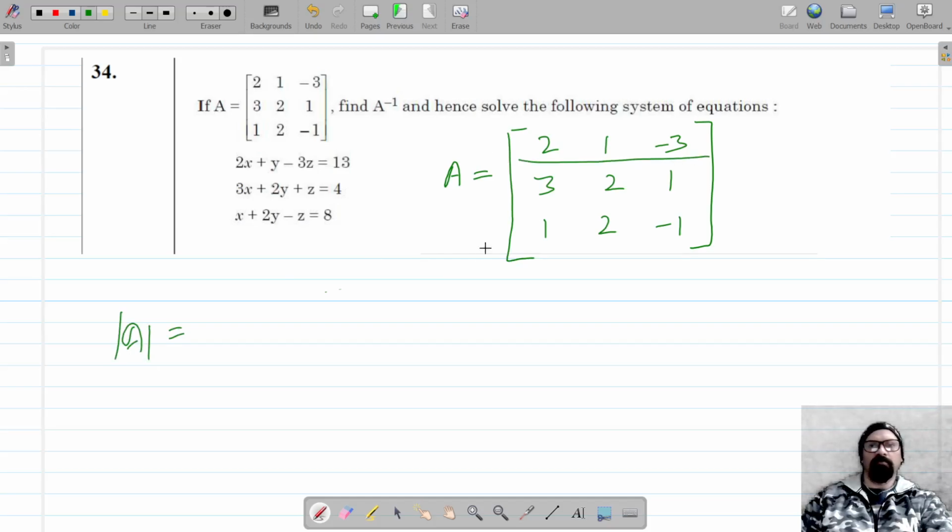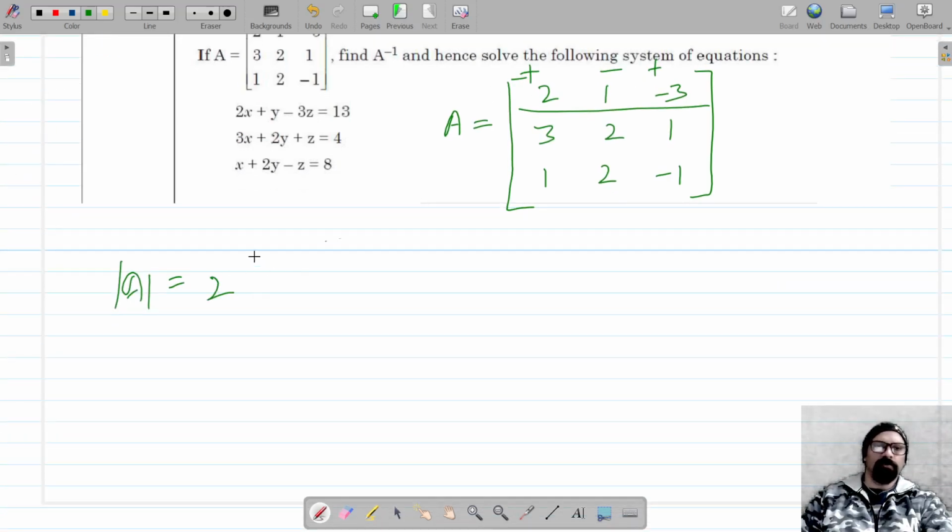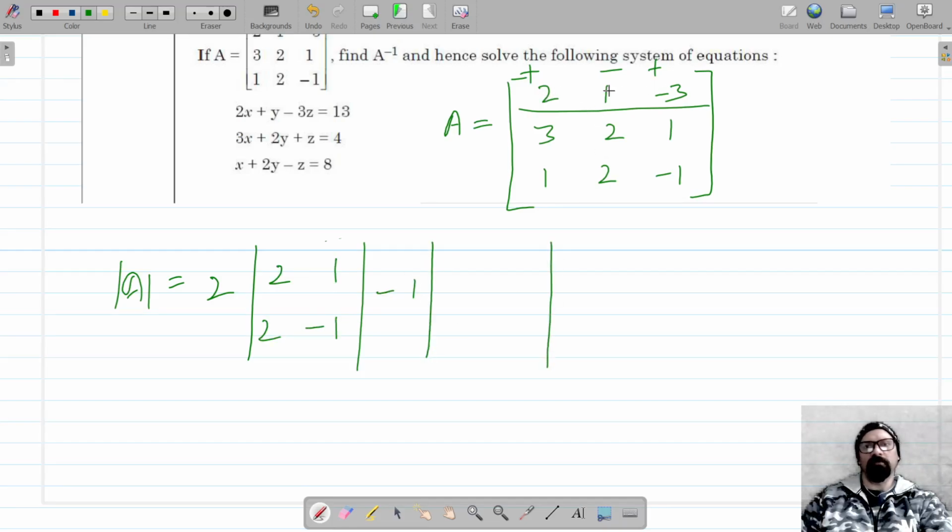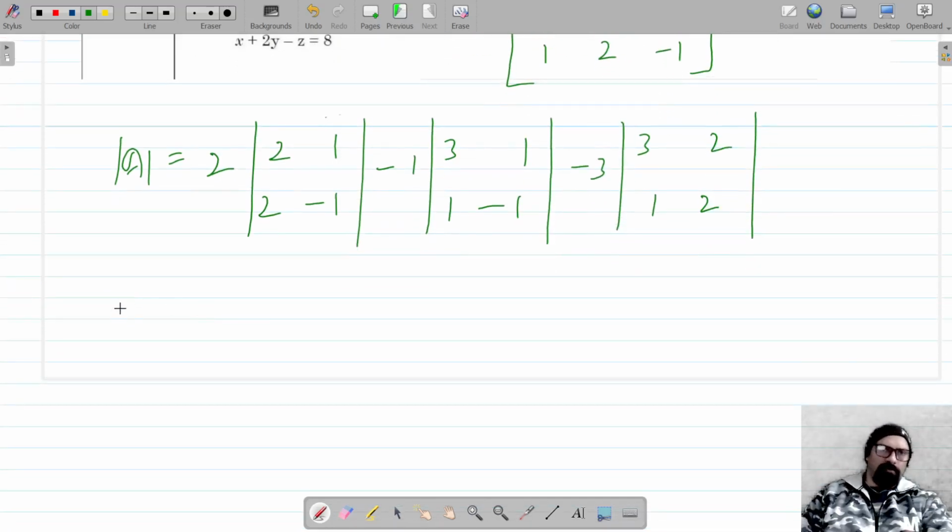Let's expand it along row R1. So the signs are plus, minus, plus. For 2, removing the row and the column for 2, we get 2, 1, 2, negative 1. For negative 1, removing its row and column gives 3, 1, 1, negative 1. For negative 3, removing its row and column gives 3, 2, 1, 2. Okay, finally, the determinant of A is equal to 2.